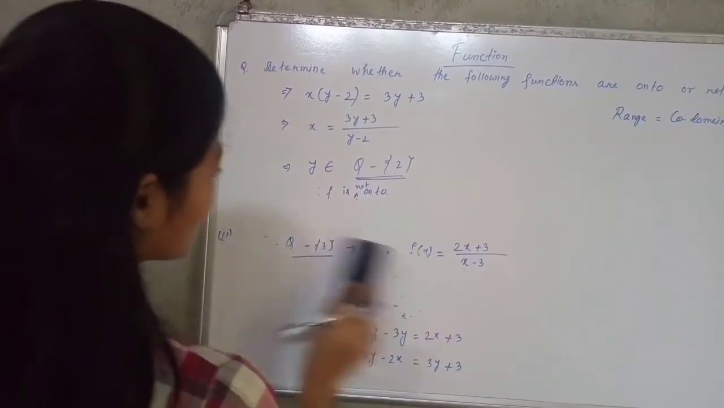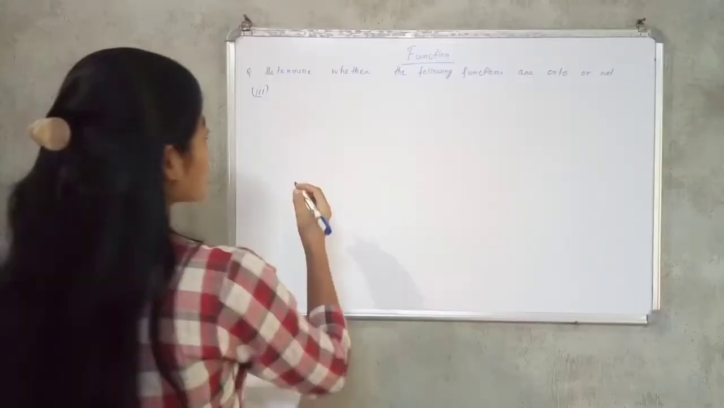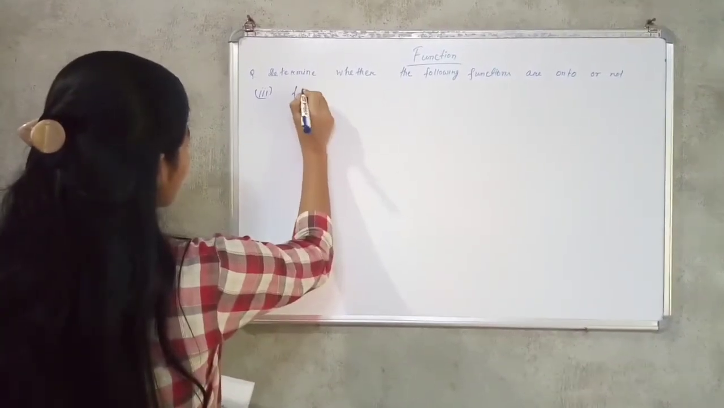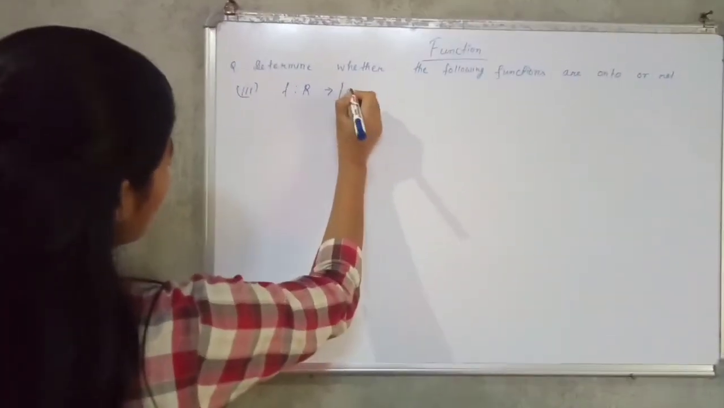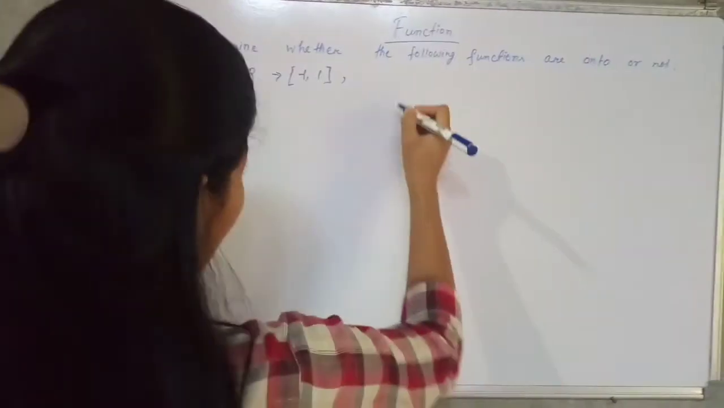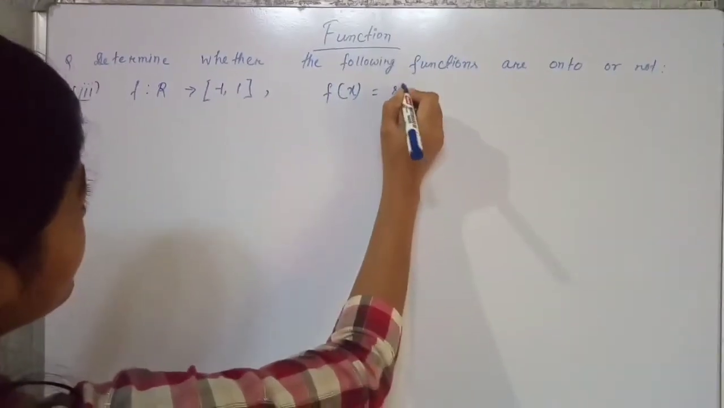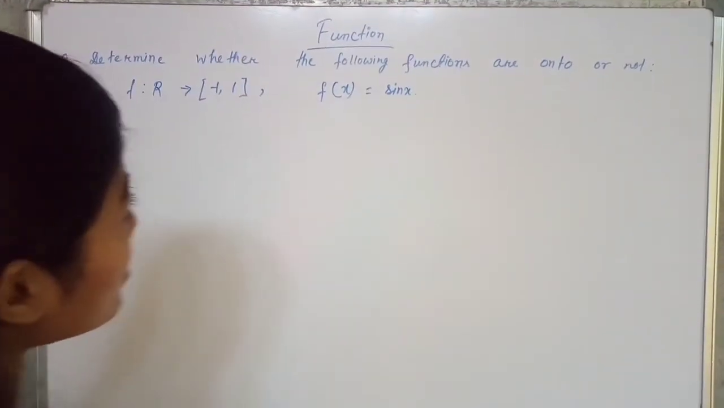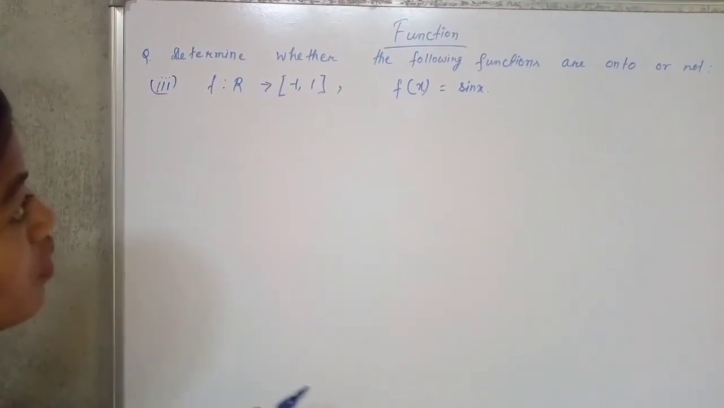So the next question is question number 3. A function f from the set of real numbers to the closed interval minus 1 to 1 such that f of x equal sin x. So we have to check whether this function f is onto or not.